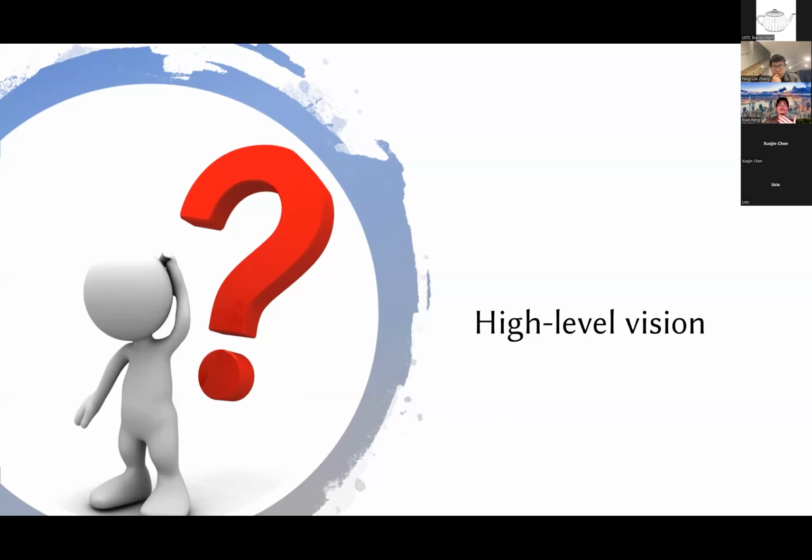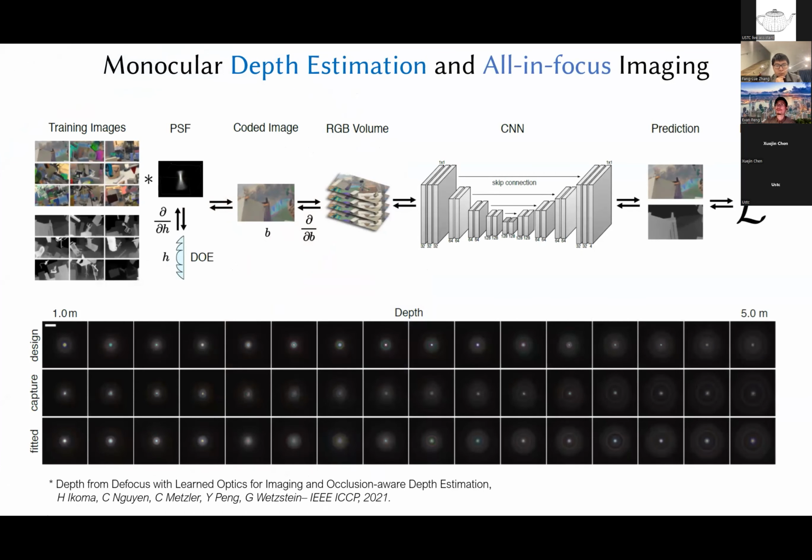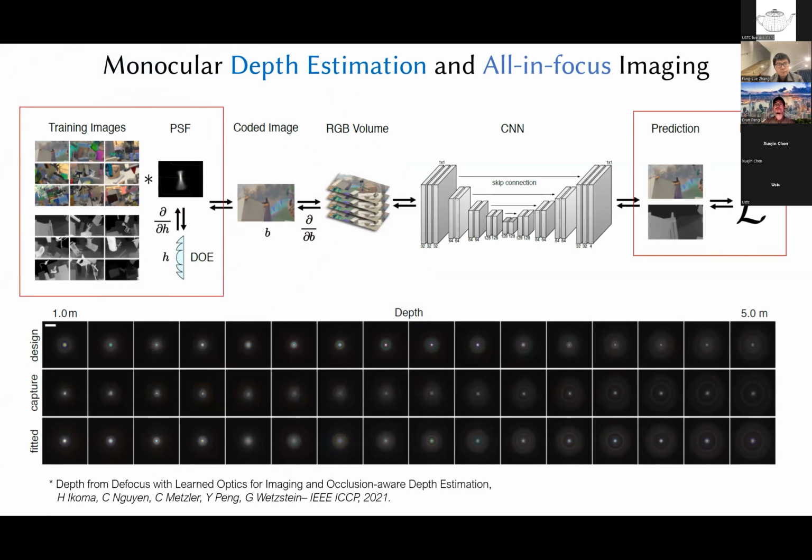Great, so I've shown you several low-level visual tasks. Now you will be interested in high-level vision. So we have also applied the deep optics design paradigm to depth estimation and all-in-focus imaging. To this end, the pipeline is very similar, pretty much the same as what I showed you earlier. But this time, we use the RGBD images as a training data set. Another change is the loss function. Then the error is backpropagated into the CNN parameters and the surface profile of the phase coded aperture.